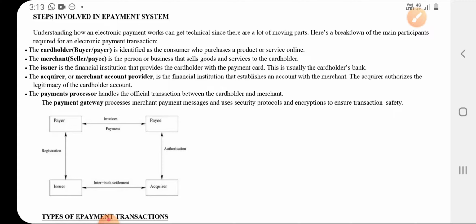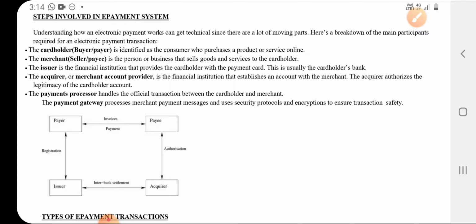Okay, the seller sends you the invoice. Invoice means the amount for how much you have bought the particular product. Okay, so after receiving the invoice, what you will do, you will connect to your financial institution and you ask your financial institution to transfer the money from your account to the seller's account. So when you are sending your amount to the seller's account, the bank or the financial institution which has the seller's account will receive your amount and they will do the needed transaction. So that particular institution is called acquirer.